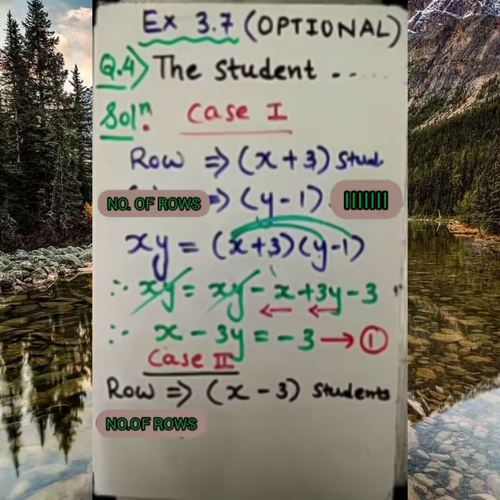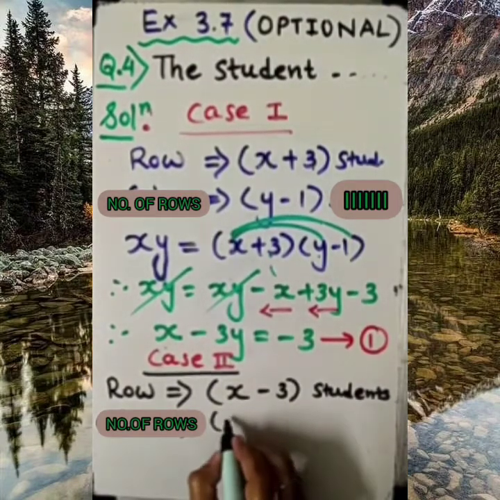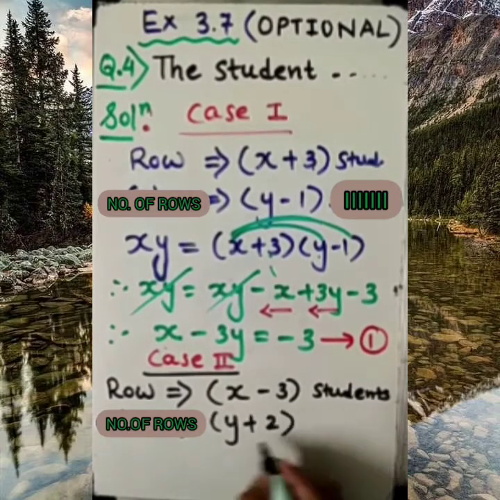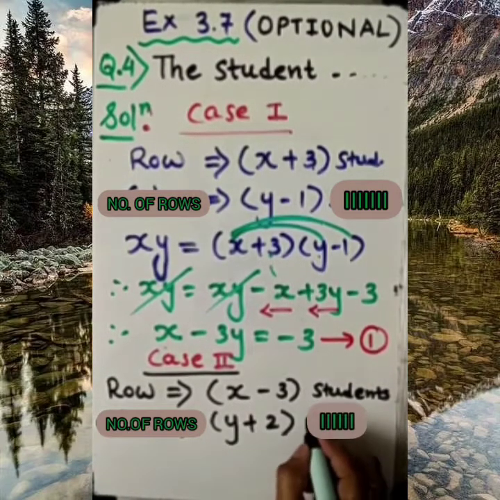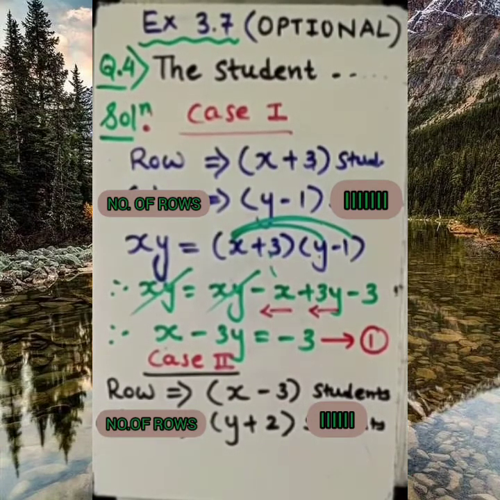At that time, the number of rows becomes y plus 2. So in the column it will be y plus 2. I am using the word column; you can consider it as the number of students in each row. That is also okay.